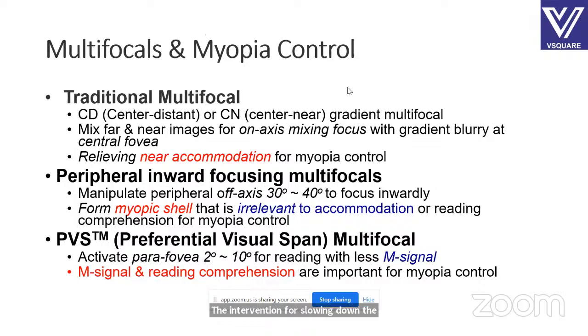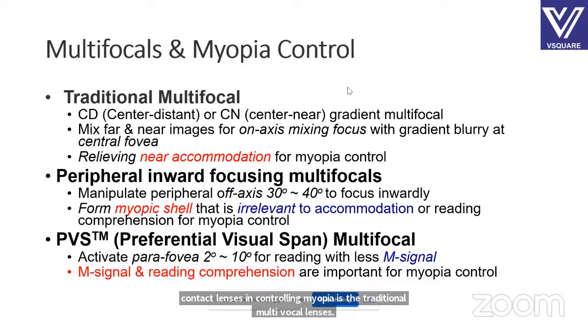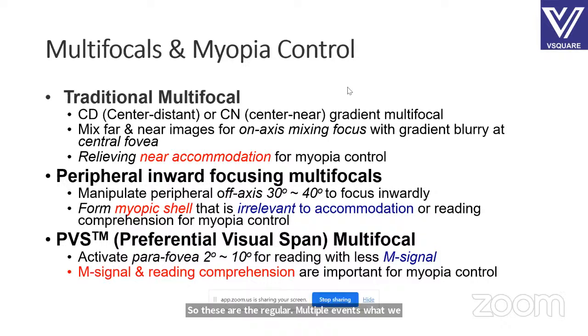The other different options of contact lenses for controlling myopia are the traditional multifocal lenses. These are the regular multifocal lenses that we usually give for presbyopic patients. So we give a center distance design where it is relieving near accommodation, so it may not be so useful in this case. The second option is the peripheral inward focusing lenses, which are the ortho-K lenses for myopia control, where your peripheral defocus is converted from hypermetropic to myopic, and this is irrelevant to accommodation.